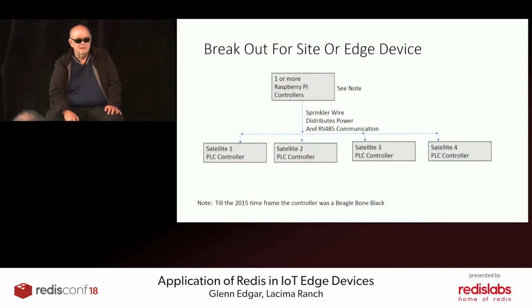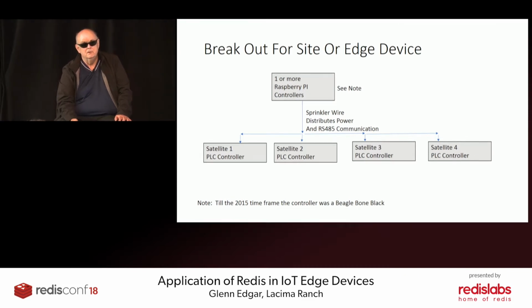If I look at my edge device, I have one or more Raspberry Pi controllers. Originally, I started out with a BeagleBone Black. I have a sprinkler wire, which I use for RS-485 communication, and that's a serial line. Then I have satellite PLC controllers, programmable logic controllers, which actually interface with the hardware, turning stuff on and making measurements.